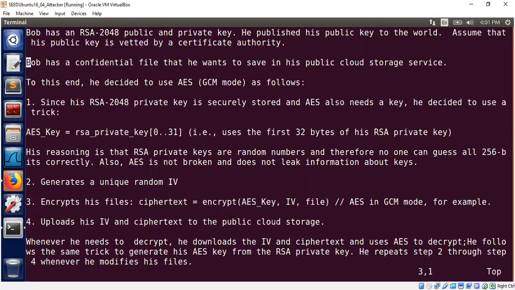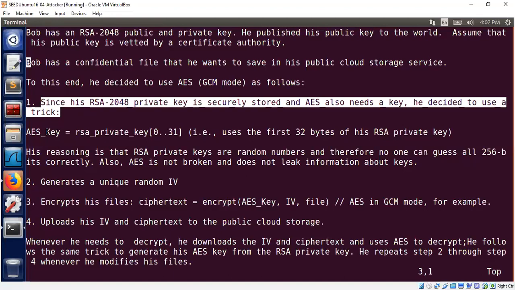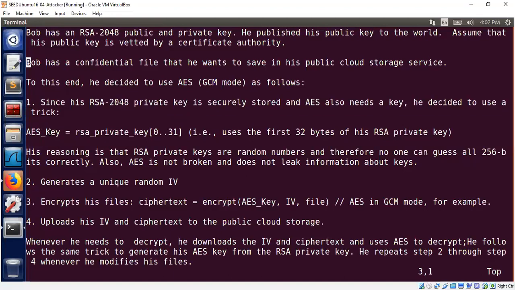Since the RSA 2048 private key is securely stored on a key store, for example, not in the cloud storage, but locally, somewhere securely, and AES also needs a key, he decided to use a simple trick. This is the important fact. He is now deriving a new key, which he calls the AES key, by taking the first 32 bytes of the RSA private key. 32 times 8 is 256 bits, right?